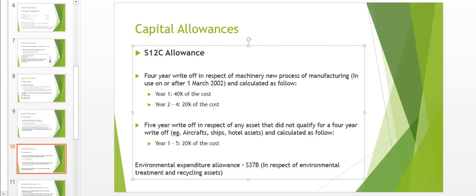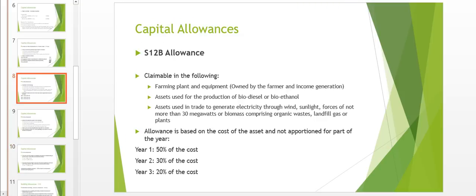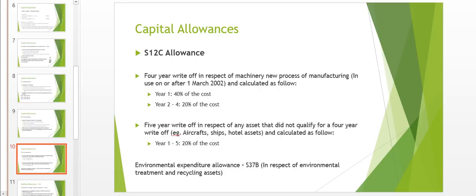Okay, but what you need to know is you've got your section 12B allowance, which is for small business corporations, non-manufacturing assets, and on that you may deduct 50% of the cost in the first year of assessment, and 30% in the second year, and 20% in the third year of assessment. But for a section 12C allowance, this is more for your manufacturing businesses.